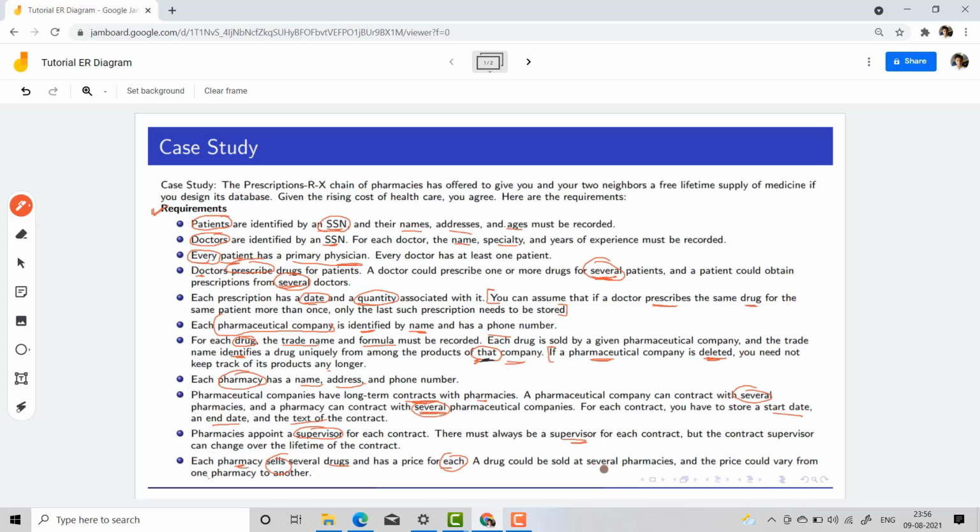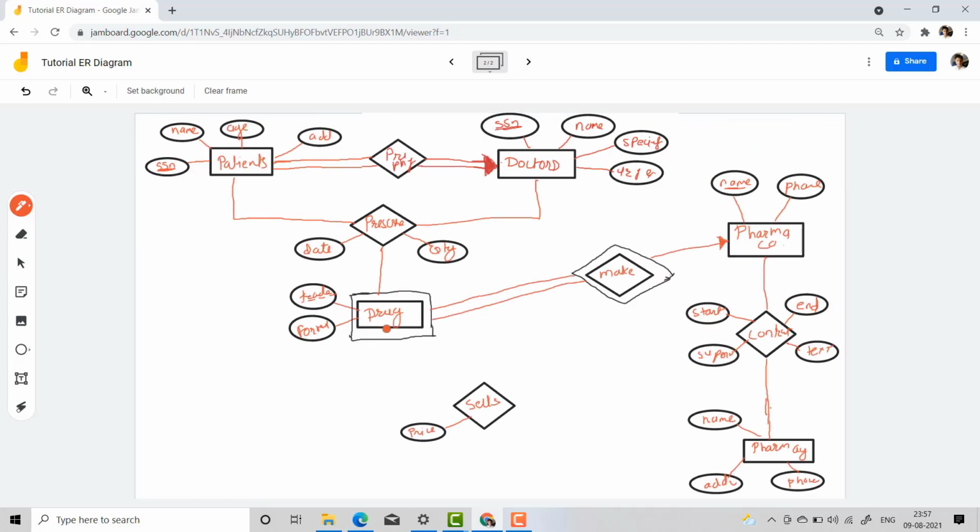Now, a drug could be sold at several pharmacies and the price could vary from one pharmacy to another. Means there is a many-to-many relationship between the drug and the pharmacy. So now we need to link this relationship with the pharmacy. So I hope you understand the concept of ER diagram and how to draw it.